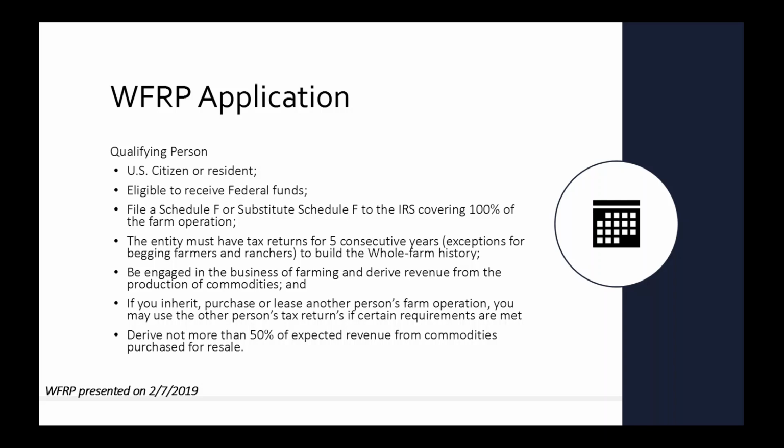So the entity must have 5 returns for 5 consecutive years. The policy does make exceptions for beginning farmers and ranchers so that we can build a whole farm history. You must be engaged in the business of farming and derive revenue from the production of commodities. And if you inherit, purchase, or lease another person's farm operation, the discussion I just had with you about obtaining 90% of the other operation is something that the policy requires. And finally, if you have a lot of commodities that are purchased for resale, you cannot derive more than 50% of the expected revenue from those commodities to be eligible for whole farm revenue.